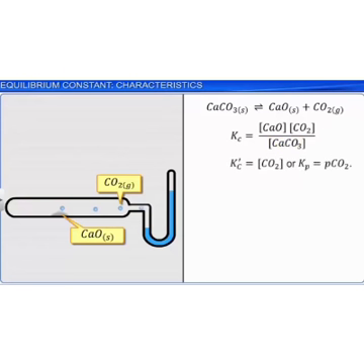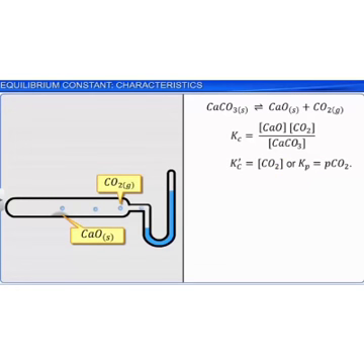Since calcium carbonate and calcium oxide are solids, their concentrations remain constant, and hence their concentration terms in the expression for equilibrium constant can be ignored. Now, the modified equilibrium constant for the system becomes Kc' is equal to the concentration of carbon dioxide, or Kp is equal to the pressure of carbon dioxide.